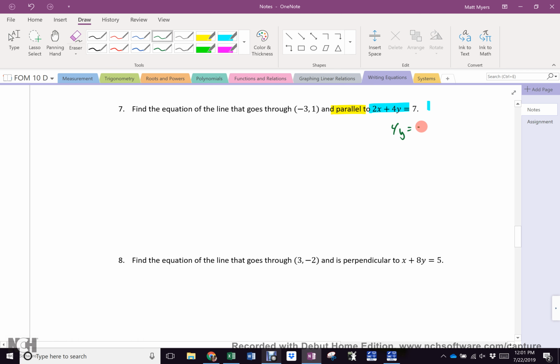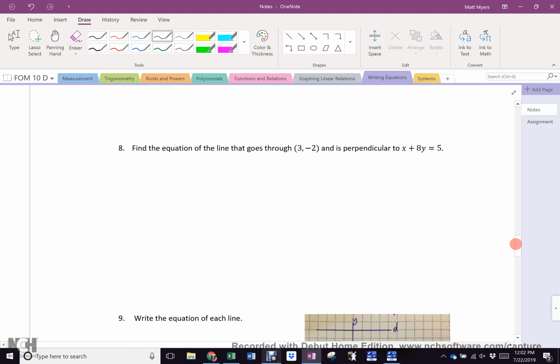For y equals negative 2x. Do I even care about the 7? Do I? I only need the slope, don't I? So y equals negative 1/2, right? Now, do I have a slope? Do I have a point? So what form do I use? Point slope. Y what? Plus or minus 1? Minus 1 equals m, negative 1/2, bracket, x plus or minus 3? Plus 3. You'll notice my pen is kind of crapping out here. Sorry.